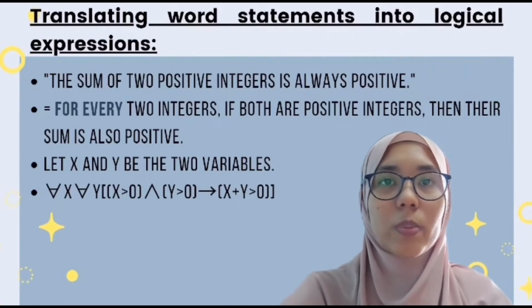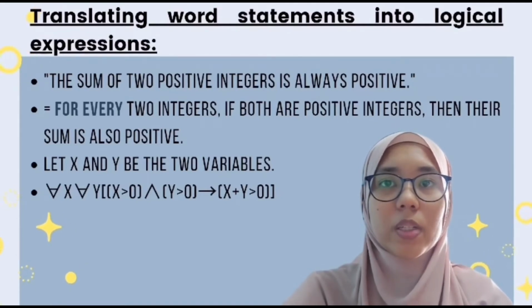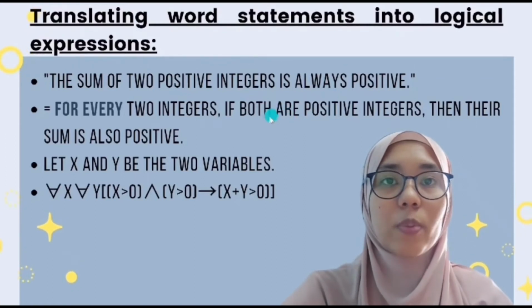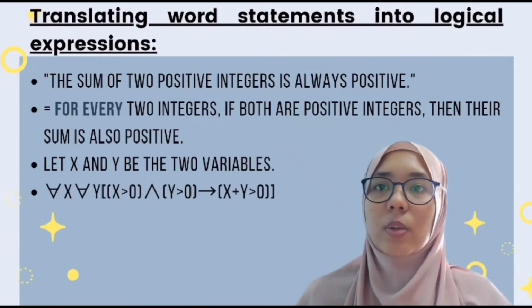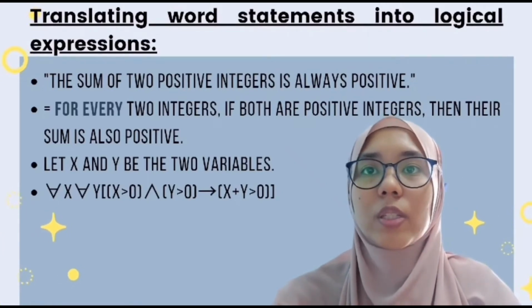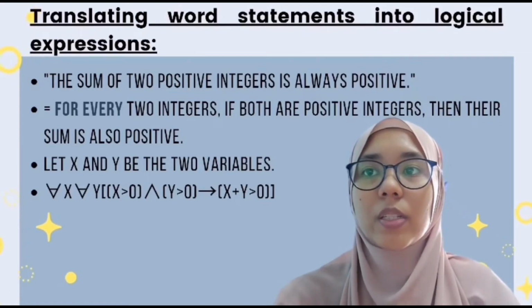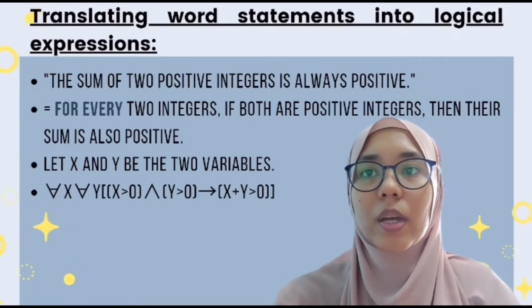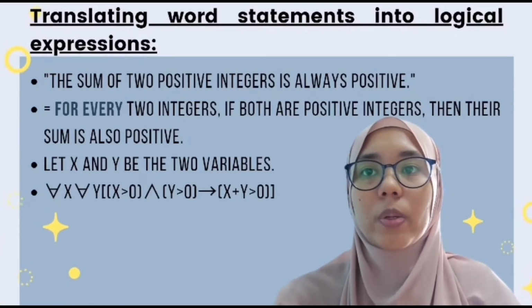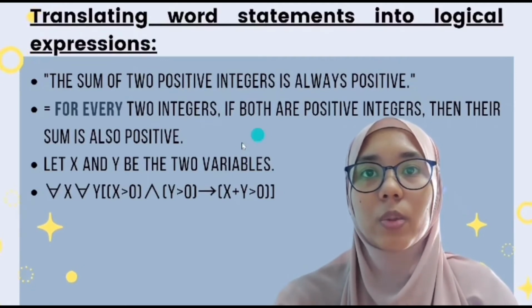First of all, we must understand what the statement is saying. From the statement, we can understand that it is saying that for every two integers, if both integers are positive, then their total is also positive. So from the statement, we can see that two integers are involved. In this case, we can replace the two integers with x and y. X and y will be represented as the two variables used to make the word statements.